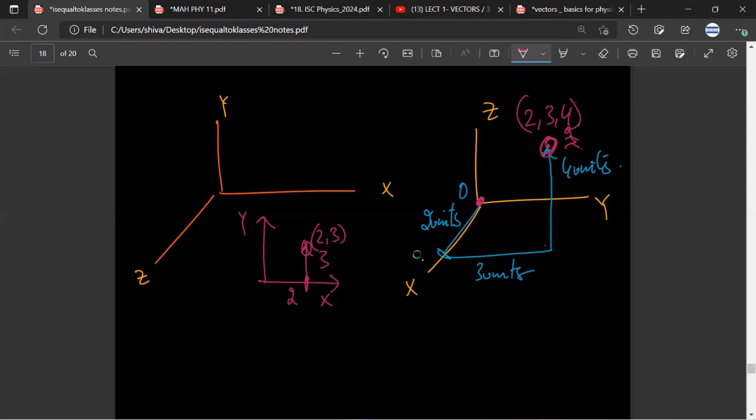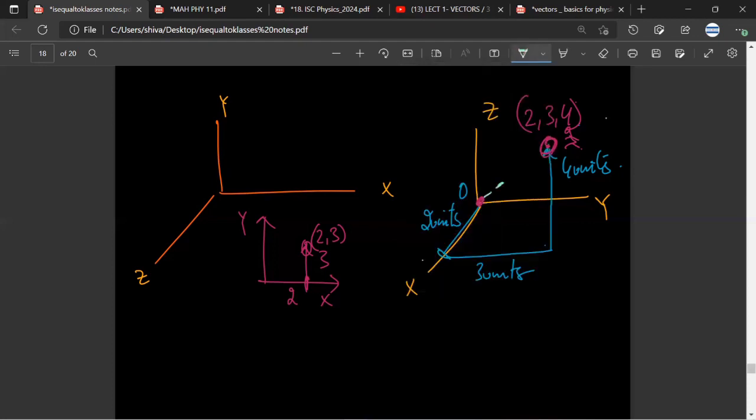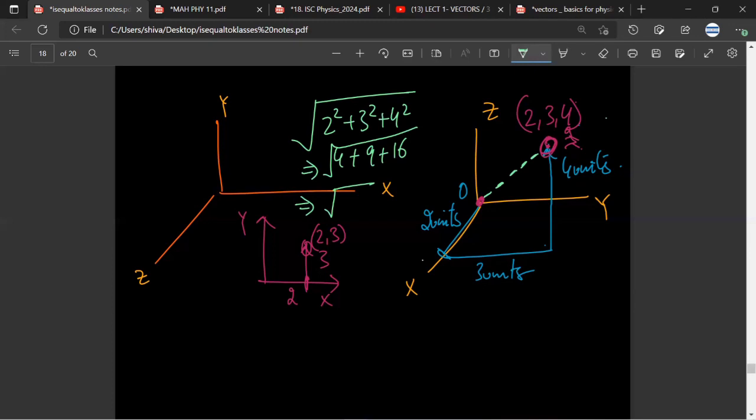Yes. Ms. Avantika, there is a second thing that I'll be telling you. The second thing that I'll be telling you is that from my initial point, I am at a distance of square root of 2 square plus 3 square plus 4 square units. Are we comfortable with this or not? Yes. So what I'm telling you is that I am root 29 units away from point O. Are we clear till here? Yes. This is the second point that I want to clarify.